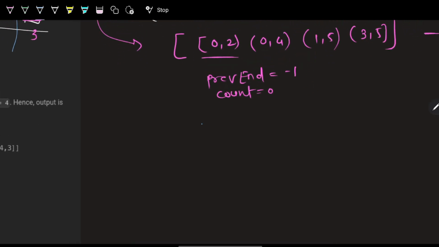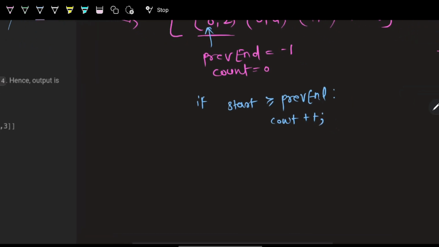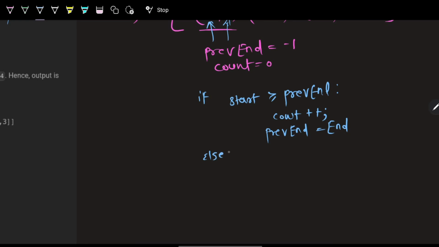Correct. Now my cases would be: if my current start, that is if I am here, is greater than or equal to the previous end, it means I found a new region. Makes sense? So I would say count plus plus, and I will update my previous end. My previous end would be the current end. Correct. What is my current end? This is my current end. Else I will just update my previous end: previous end would be the max of the current end or whatever the previous end value was. Correct. So this is what I am going to do.